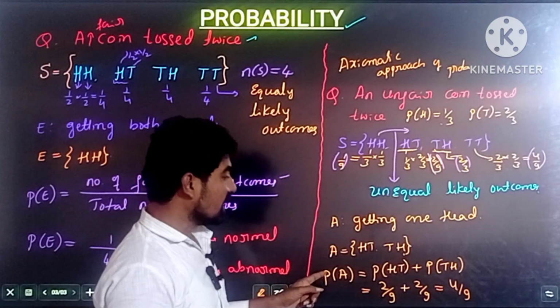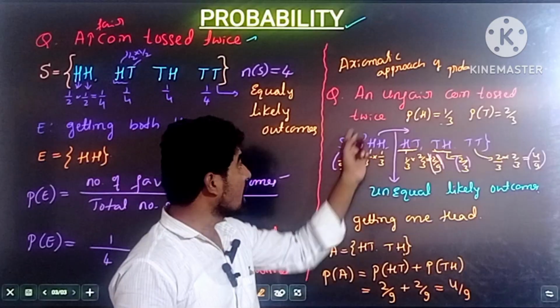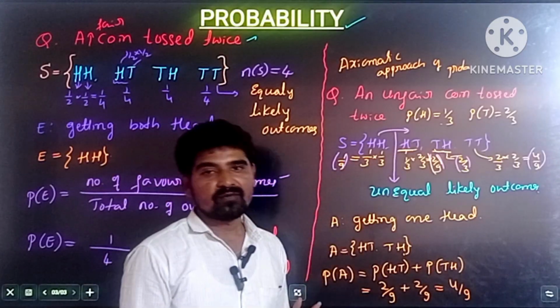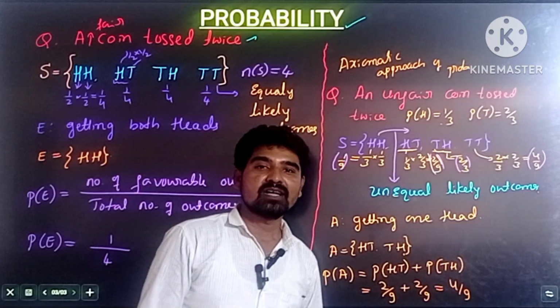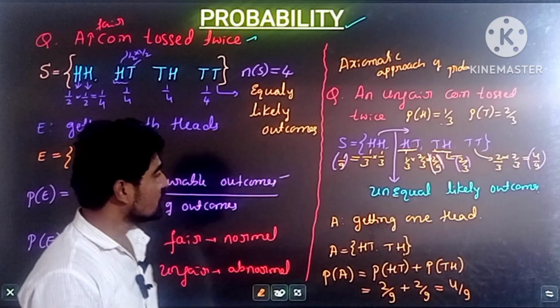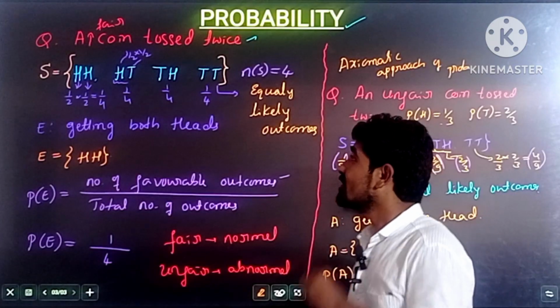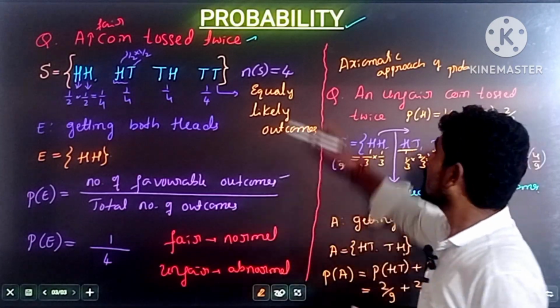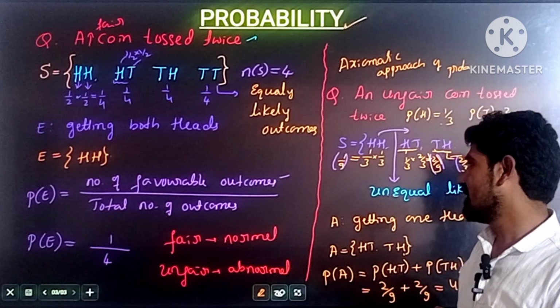So the probability of getting one head when a coin is tossed twice, for an unfair coin, is 4 by 9 when the probability of head is 1 by 3 and the probability of tail is 2 by 3. I hope all of you understood. These two examples are very important to understand the concept of the first exercise of probability in class 12th.